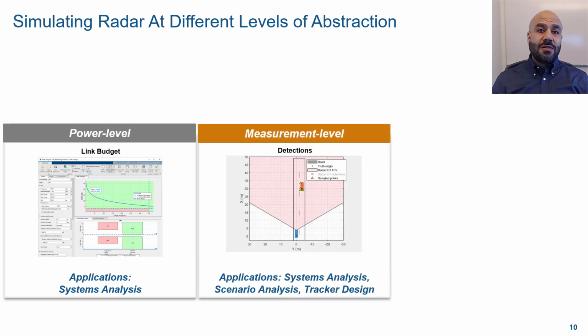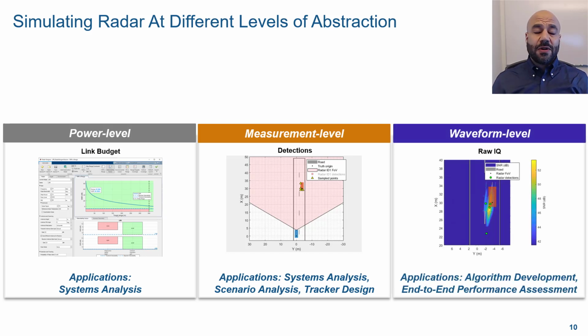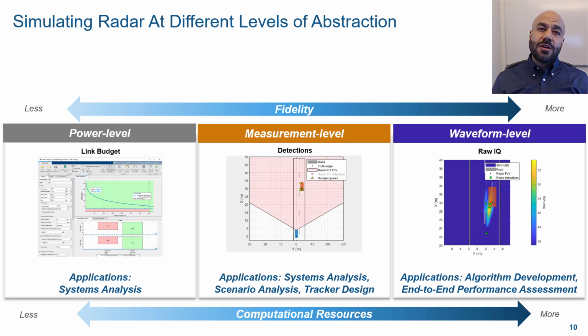The measurement level model is another abstraction level which abstracts out the signal processing and generates statistical detections or tracks. And then the waveform level model, where we model all the subsystems of a radar system, including the antenna, the transmitter, receiver, and propagation channel to be able to generate an IQ signal. Now, the fidelity of these models is increasing from power level to the waveform level. As a result, the computation resources that each abstraction level needs is increasing from power level to waveform level as well.